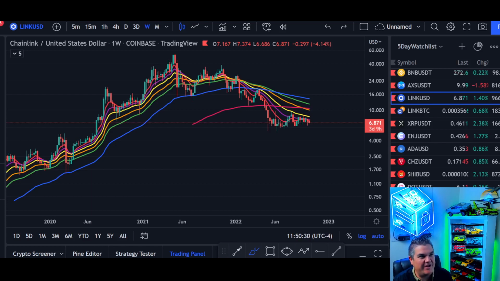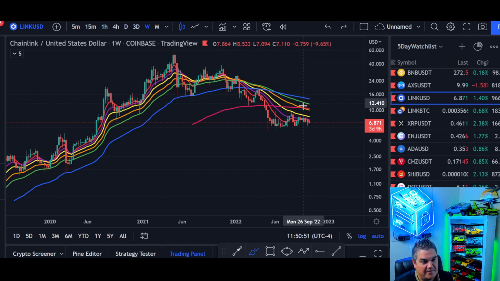Chainlink, starting off on the weekly chart, then we'll zoom into the 3-day, maybe the daily, see where we are. Looking at the moving averages here on the weekly, falling down under the 200 week, under the 21 week, basically under all the weeks. No different. No, I'm not picking on Chainlink. It's all coins right now. Obviously, we're in the middle of the bear market, maybe the end of the bear market.